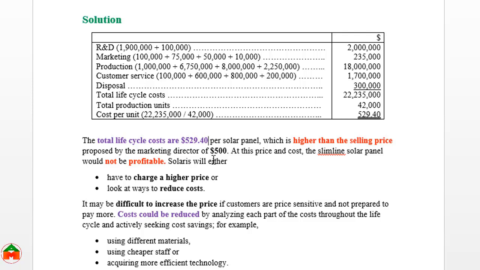As a manager, we need to decide how we can minimize the cost or whether we should charge a higher price. But charging a higher price for a product is not possible because the customer may not accept the higher price. In that case, the best option is to reduce the cost. For reducing the cost, we can apply various methods such as we can use different materials, we can use cheaper stuff, or we can acquire more efficient technology for the production.